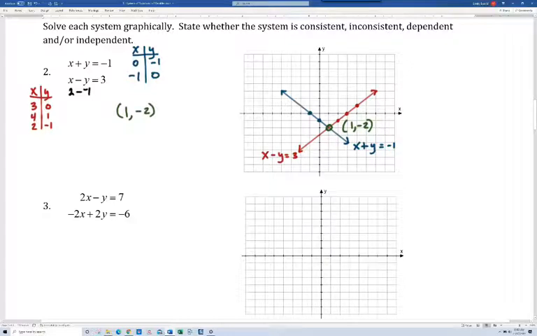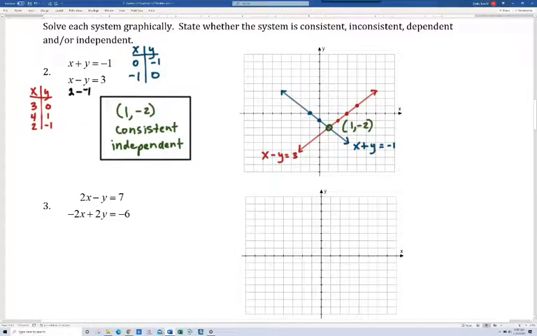Because we have at least one solution, this is a consistent system. And finally, it's not the case where the two lines are the same line. That would be the dependent case. We're going to be independent. And so this is our most common case. We're going to get a point of intersection. That's going to be our solution, which means our system is consistent and also independent.